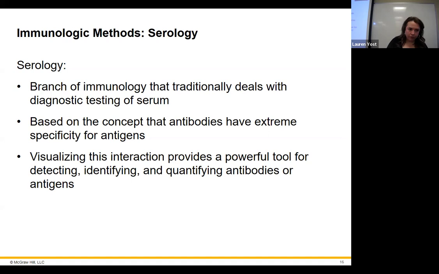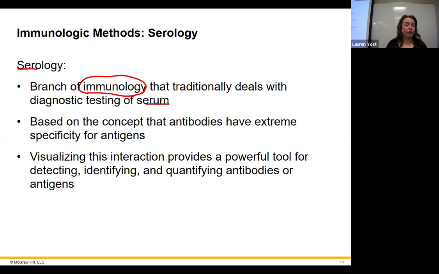Serology is part of immunology that deals with testing of serum, go figure, right? So sero is serum. So this is an immunology test. Your antibodies are in your serum, right? So if I take your blood, let it coagulate, and then spin it in a centrifuge to separate out the solid from the liquid, what's left over is serum. That's where your antibodies are gonna be. And that's also where you might see antigens. They're usually not associated with your red blood cells, right? So it kind of depends.